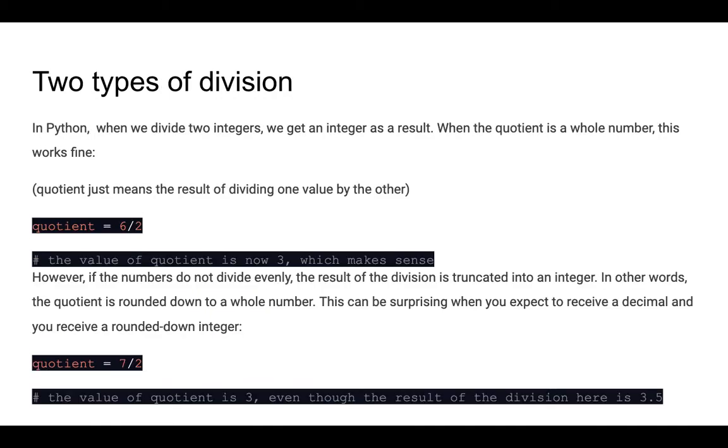So, the two methods of division. In Python, when we divide two integers we get an integer as a result. When the quotient is a whole number, this works fine. Quotient just means the result of dividing one value by the other. So I've written quotient equals 6 divided by 2, and in the comment it says the value of the quotient is now 3, which makes sense because 6 divided by 2 is 3. But if we did 7 divided by 2, it would give you 3 as well.